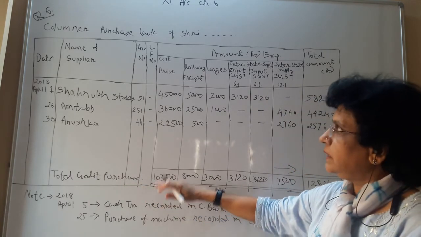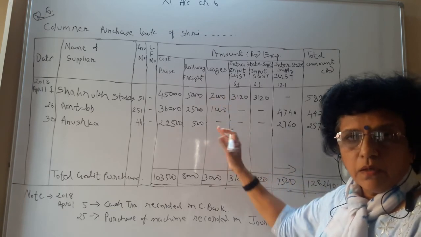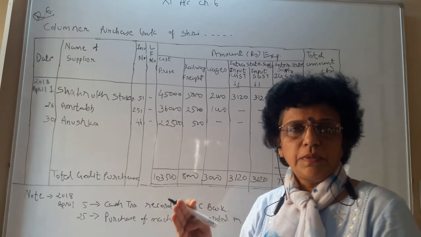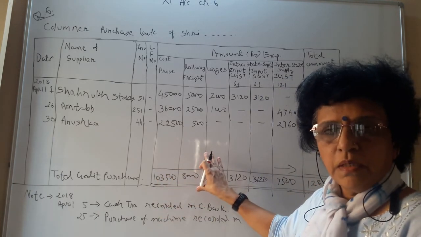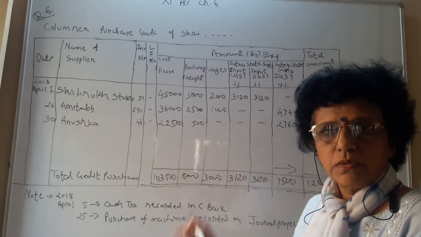In this manner, the columnar purchase book is to be prepared. We have learned earlier the simple purchase book and the columnar purchase book of goods. This is the third type, the columnar purchase book of expenses. I hope you all understood. Thank you.